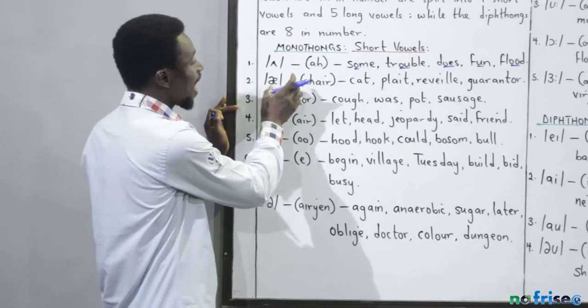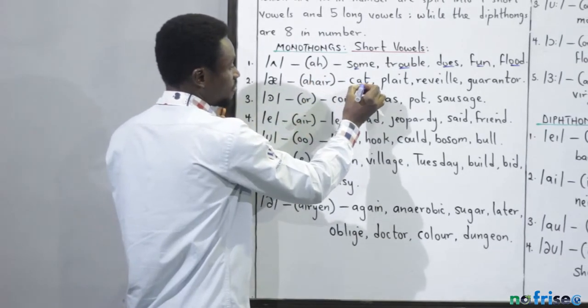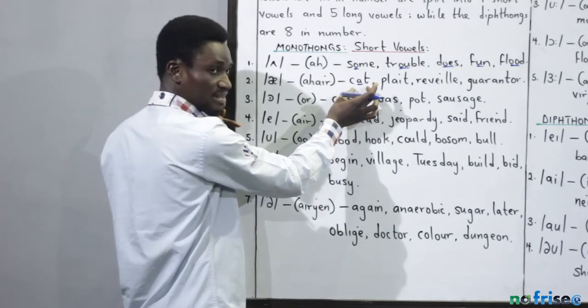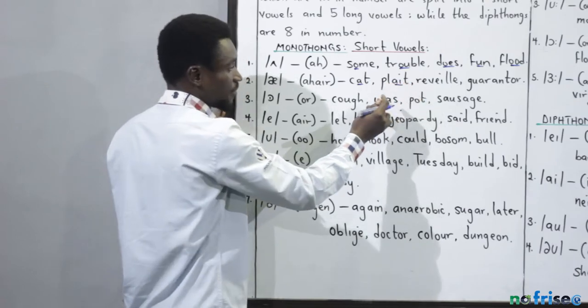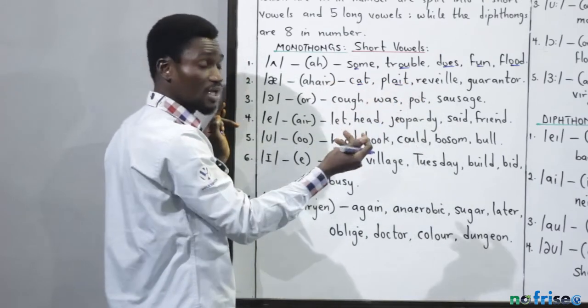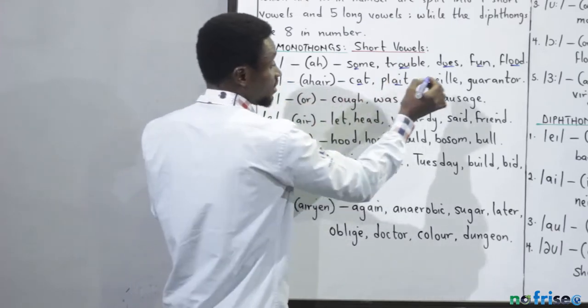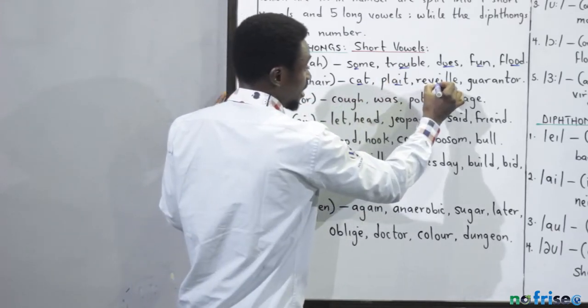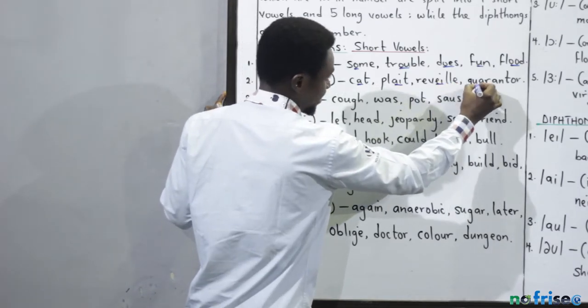Number 2, I. When the letter A is in the middle of a monosyllabic word: cat. Then we've got AI, as in plight or plied. These are the two examples of its kind. Then this is the only example of its kind: revel. Then this one: guarantor.